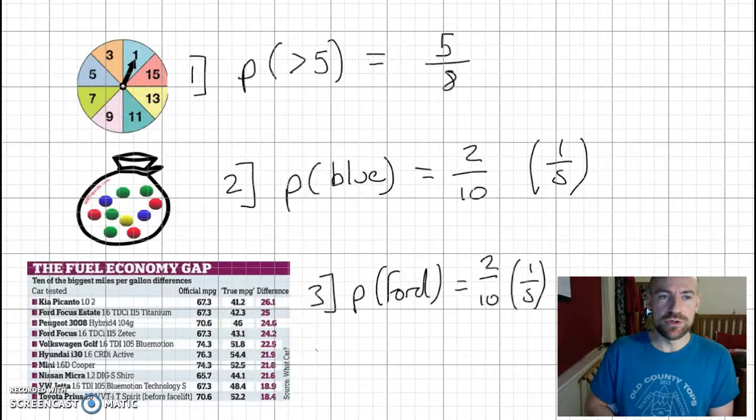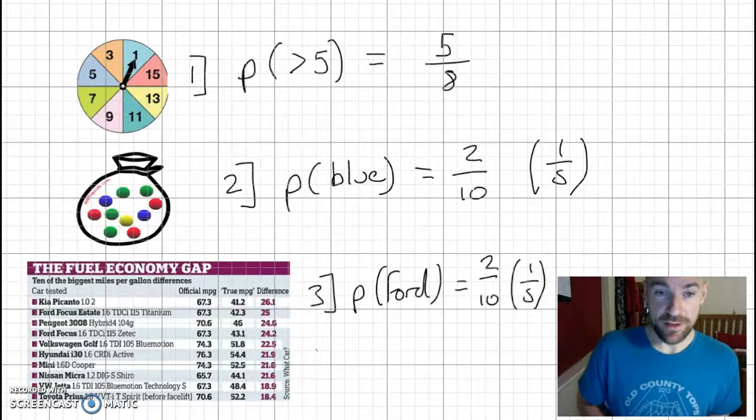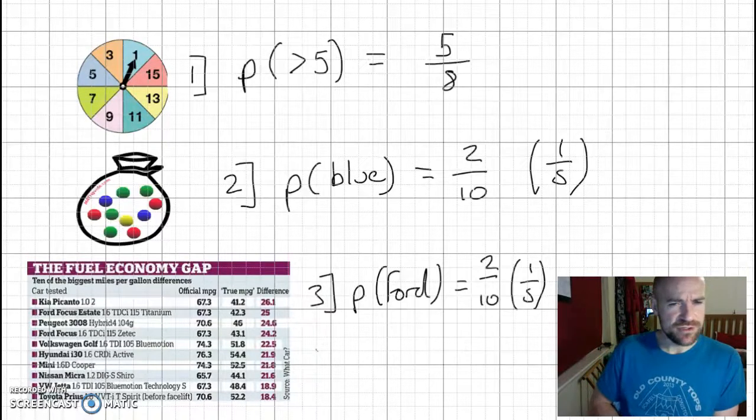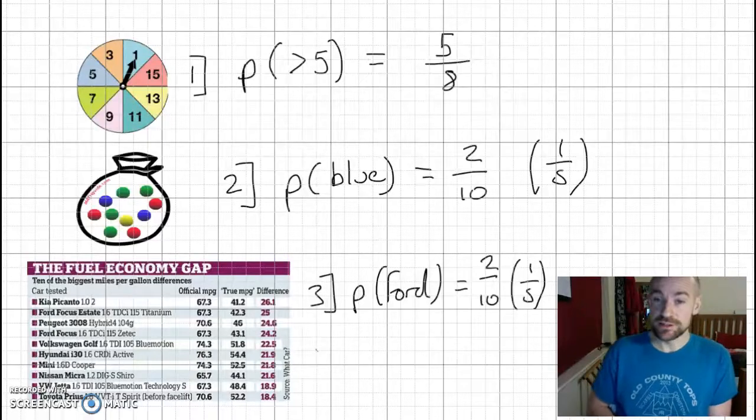Probability of choosing a blue token, there's 2 blues, so that's 2 out of 10, which simplifies to a fifth. And there's also 2 Fords on that list. So question 3, the answer is 2 Fords out of a total of 10 cars. So yeah, 2 out of 10, simplified back to a fifth.